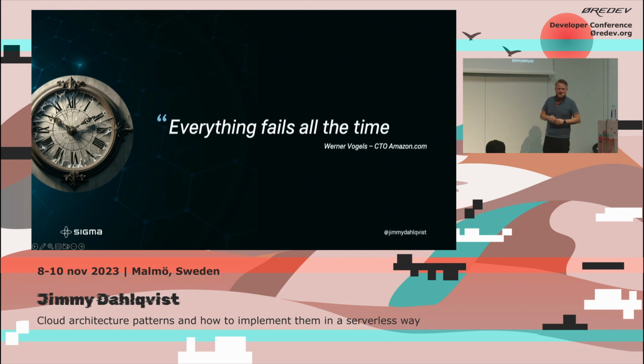Everything fails all the time. That's a very famous quote coming from Dr. Werner Vogels, CTO of Amazon.com. And he's absolutely right. In a large enough distributed system, things always fail. There's always something that is failing, and we need to be able to handle that in our architectures, in our systems, in our components.